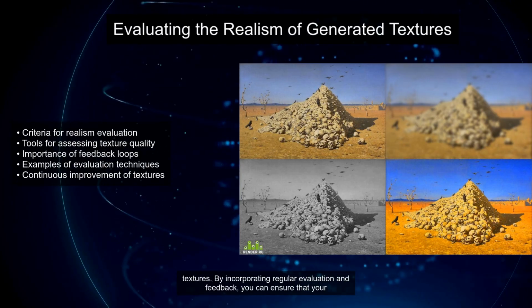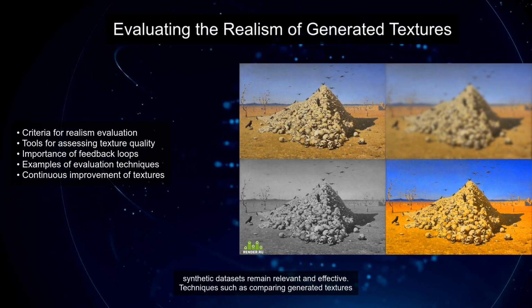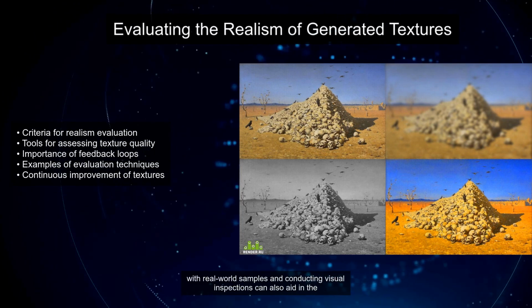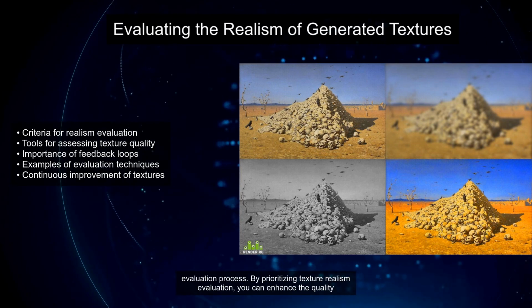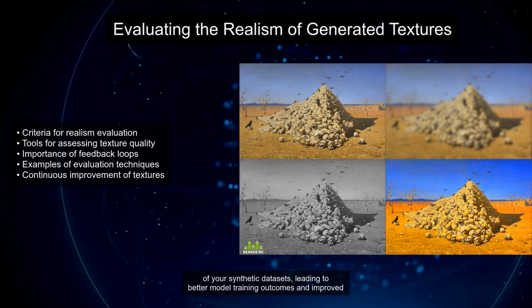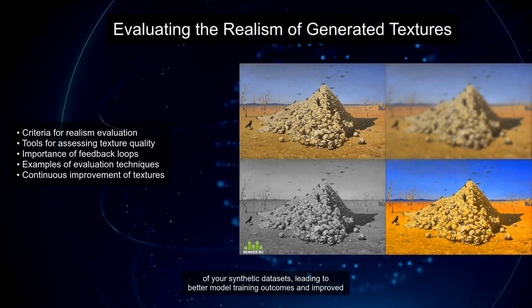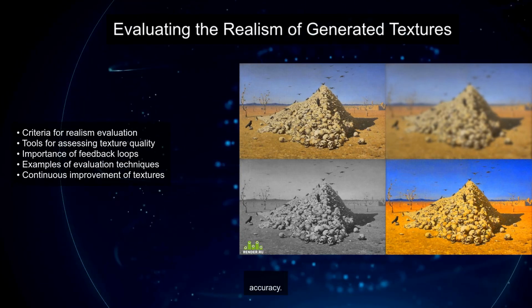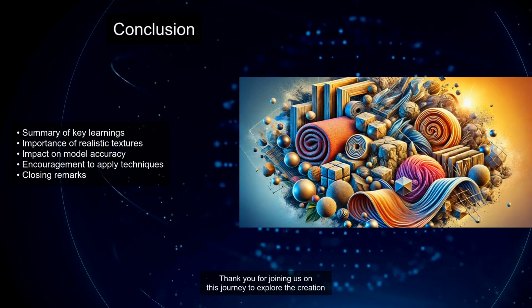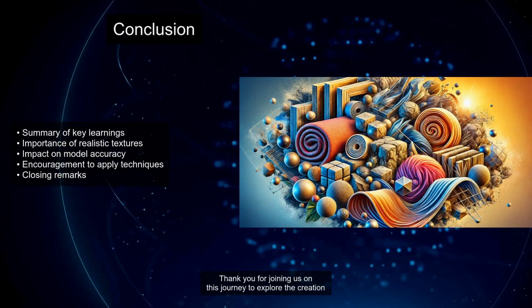By incorporating regular evaluation and feedback, you can ensure that your synthetic datasets remain relevant and effective. Techniques such as comparing generated textures with real-world samples and conducting visual inspections can also aid in the evaluation process. By prioritizing texture realism evaluation, you can enhance the quality of your synthetic datasets, leading to better model training outcomes and improved accuracy.